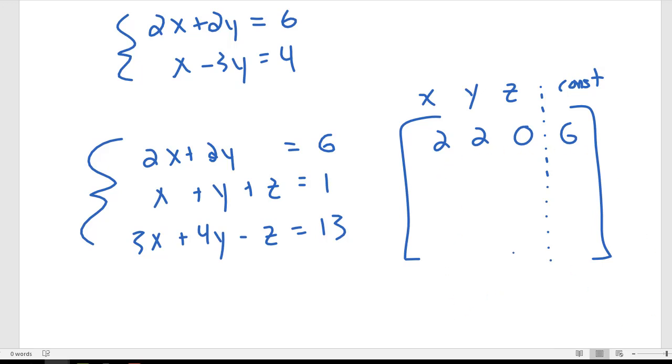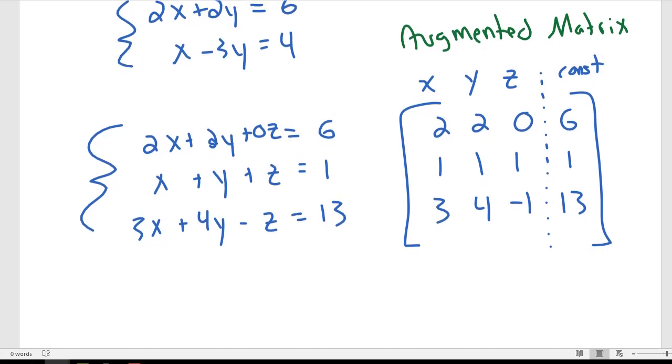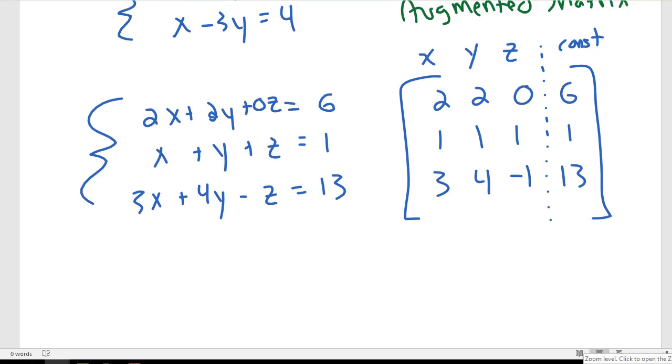So here's our first equation. We've plucked the coefficients off. And again, remember, this is 0 because I'm missing the z term. Right? So there's a 0 times z there. So then I have 1x, 1y, 1z equals 1. That comes from the second equation. Then I have 3x, 4y, minus 1z equals 13. So this would be what we call the augmented matrix. We have plucked off all the coefficients and put them in a condensed form. This is just an easier way for me to represent my system of equations.